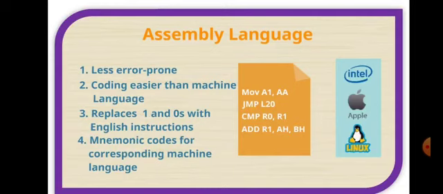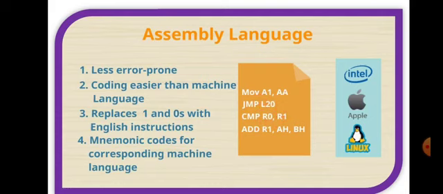And now it is assembly language. Assembly language, number 1, is less error prone. That is, error generation is very less. Number 2, coding is easier than machine language, because machine language is in the form of 0 and 1, but here coding is written in simple English. As you can see, you can easily read all these things.